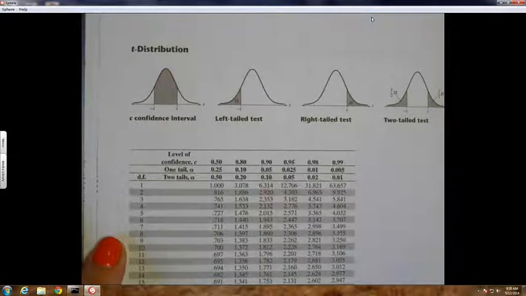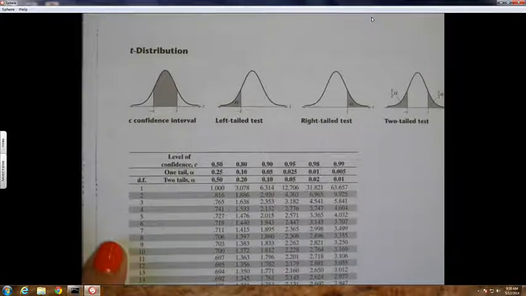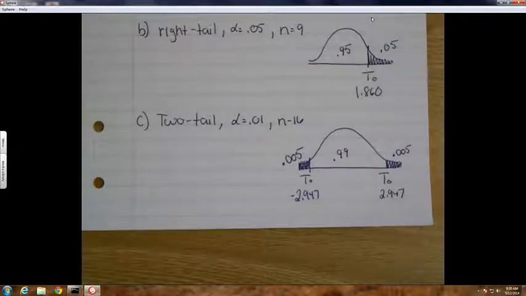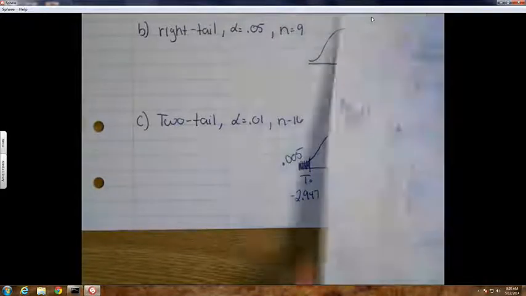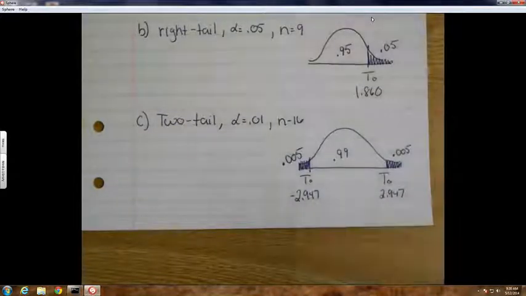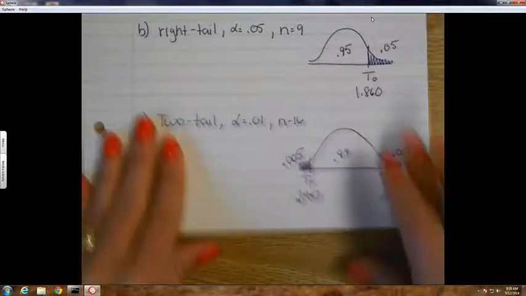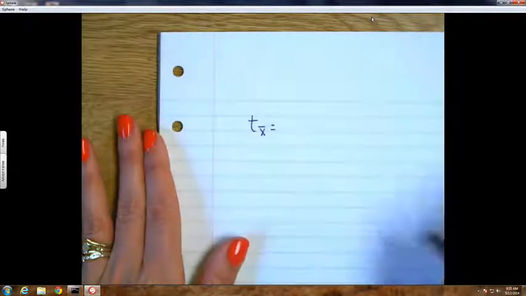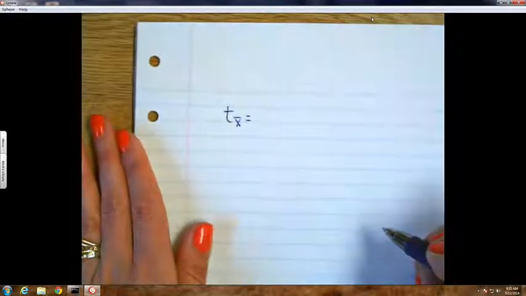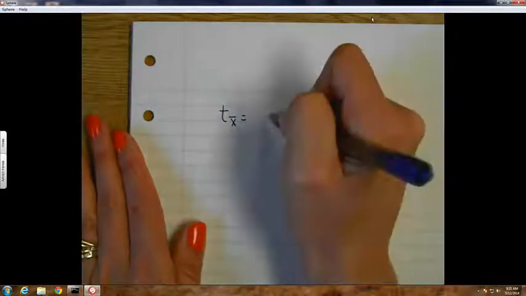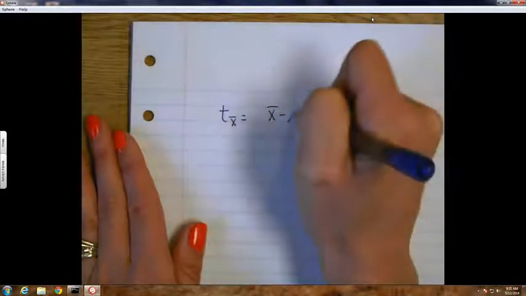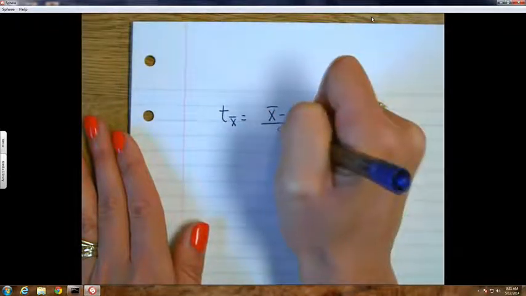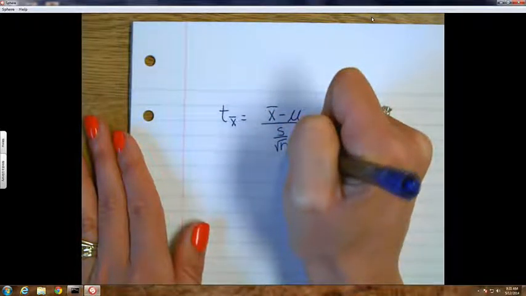Everybody good reading the T-table? Okay. Now it's all the same process for doing the by-hand stuff. We're only going to do one today. So, to turn your sample value into a T-score, it's the same thing we did on Friday. You take your sample mean, subtract the population mean, divide by the standard deviation over the square root of the sample size. Nothing different.